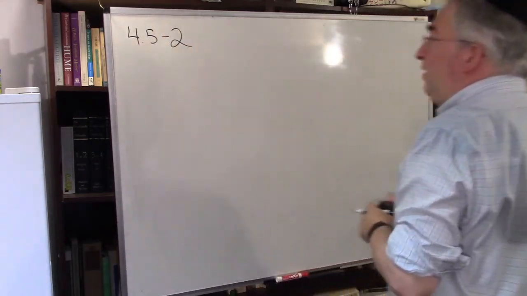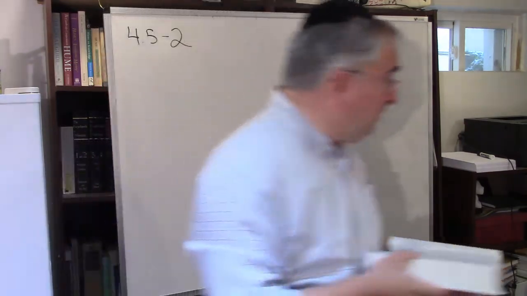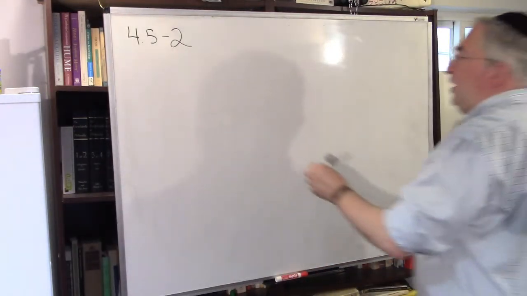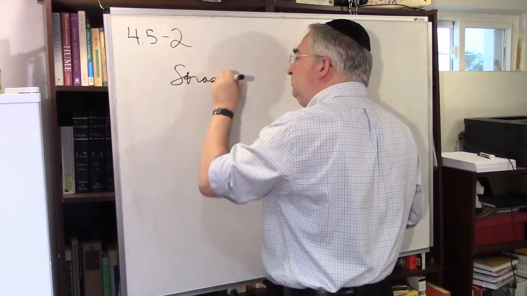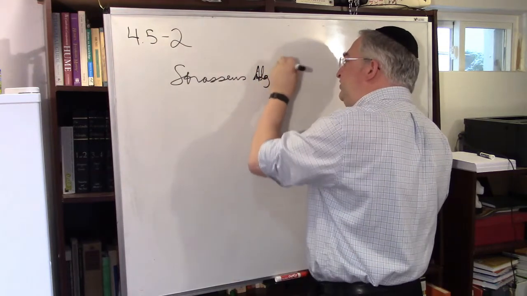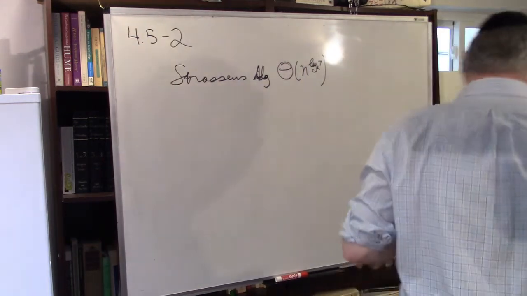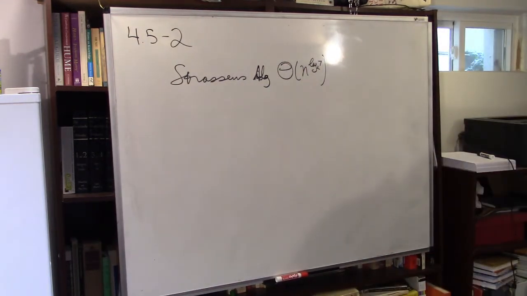Section 4.5. Here's a long question, but it's worth doing. Professor Caesar wishes to develop a matrix multiplication algorithm that is asymptotically faster than Strassen's algorithm. So we talked about Strassen's algorithm, and let's just write up what we know. Strassen's algorithm is theta of n to the log base 2 of 7, which is fine.